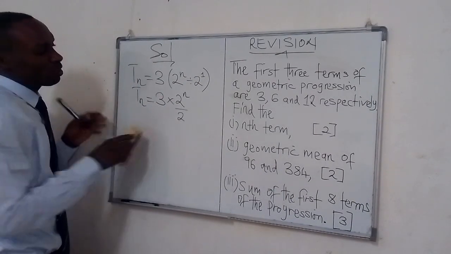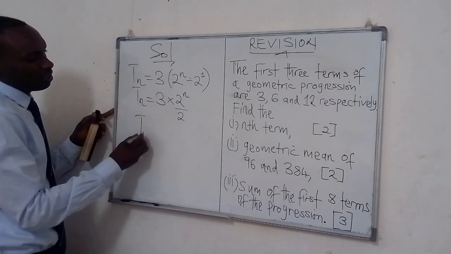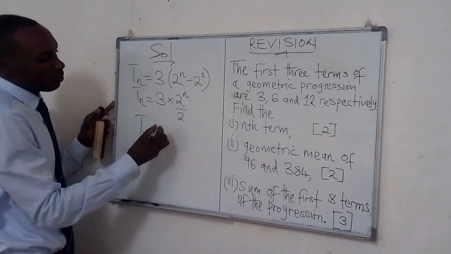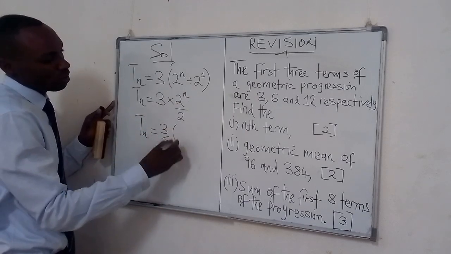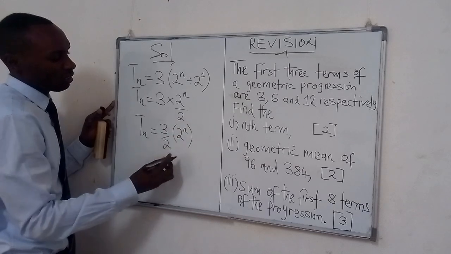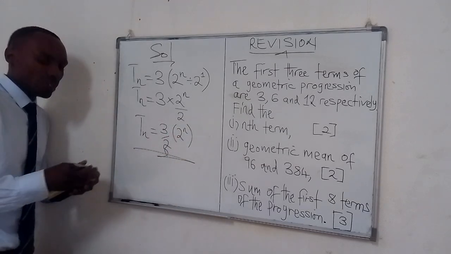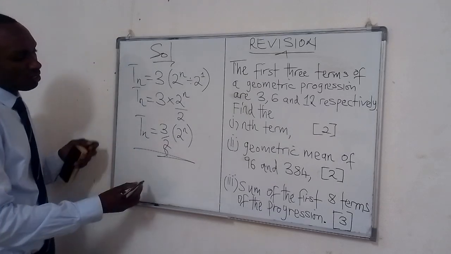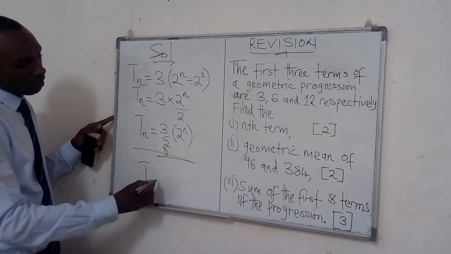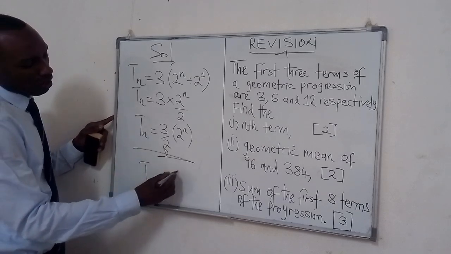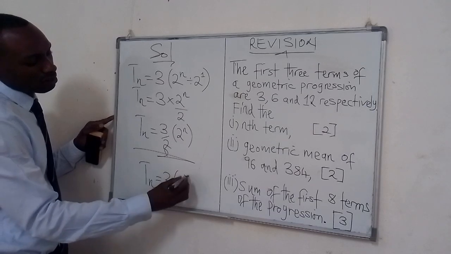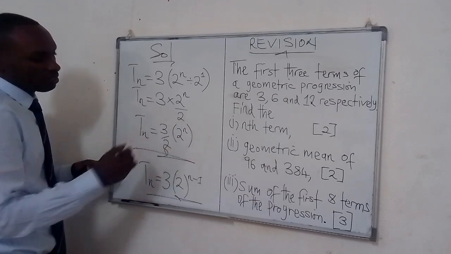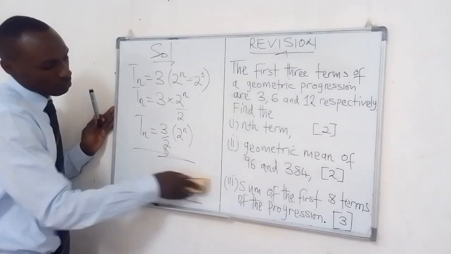Then this will give us Tn equal to 3 over 2, times 2 to the power n. We can leave it at that. So this here is the simplified nth term formula. If you want, you can just leave it at the stage where we said Tn equal to 3 times 2 to the power n minus 1. The simplified form is this one here.